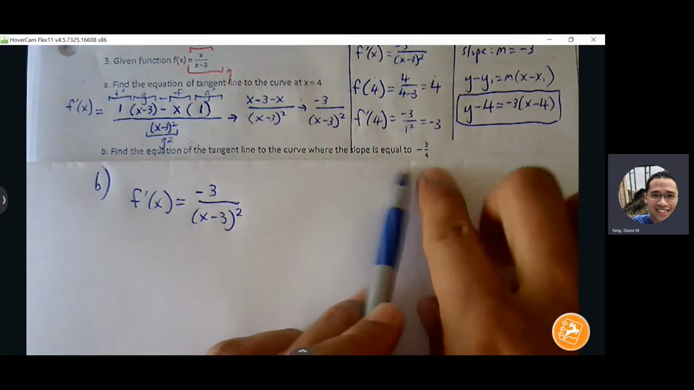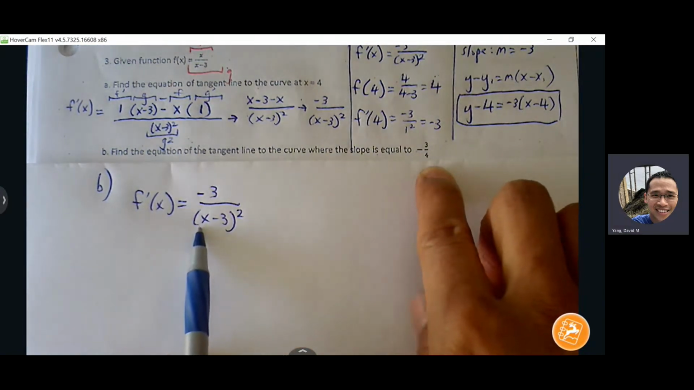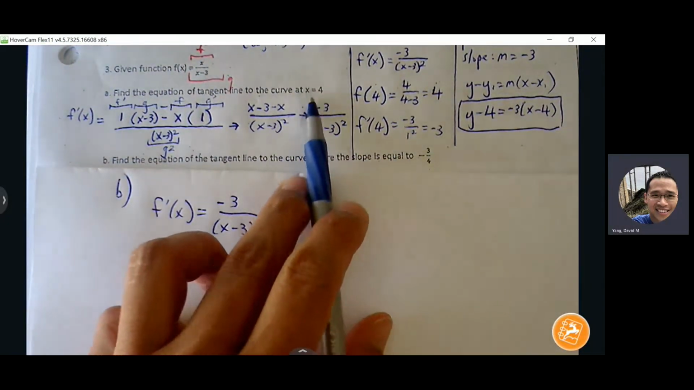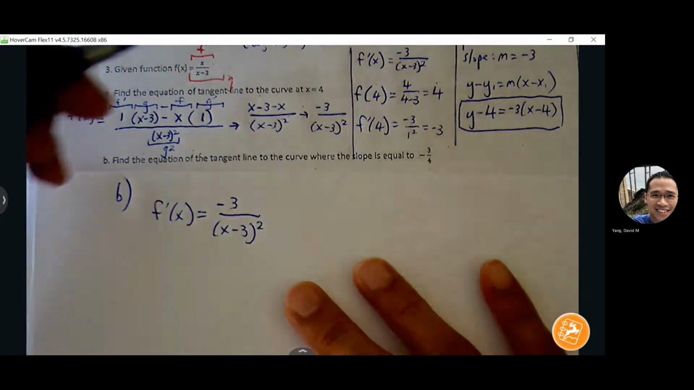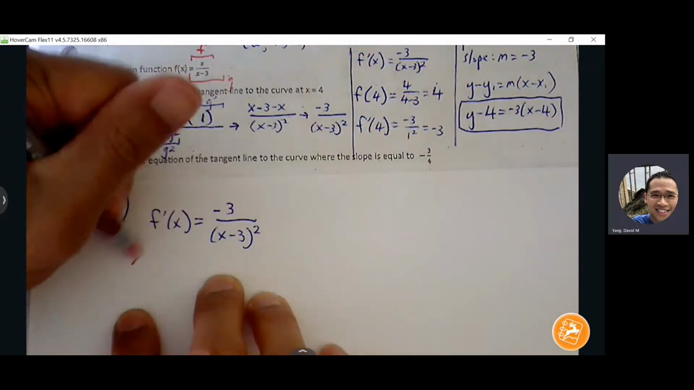So that's what we're going to do. We're going to insert that -3/4 into the slope slot and work backwards and solve for x. If I can solve for x, then I'm back to where I am for part A. I have my x value, I can find my y value, and my slope form. Okay, so. Slope goes here.